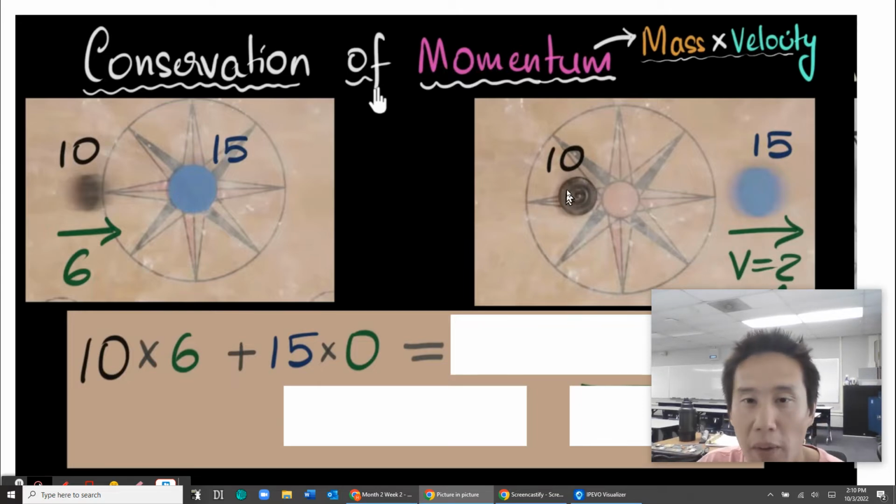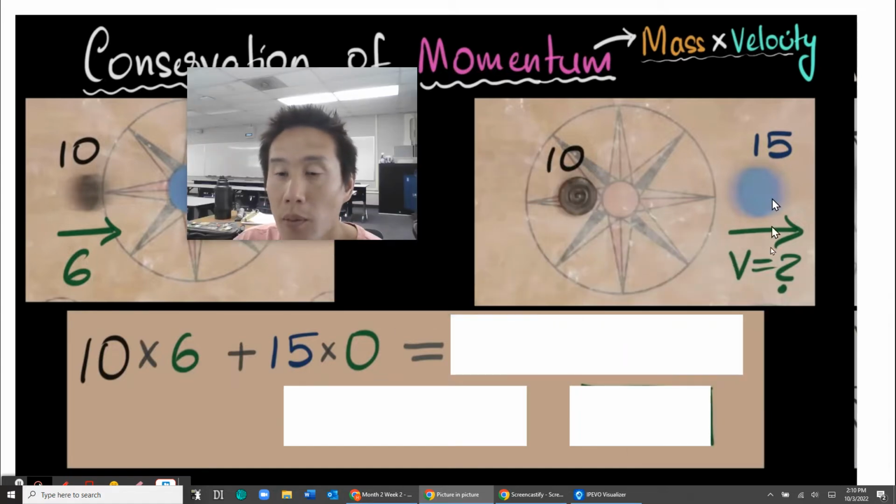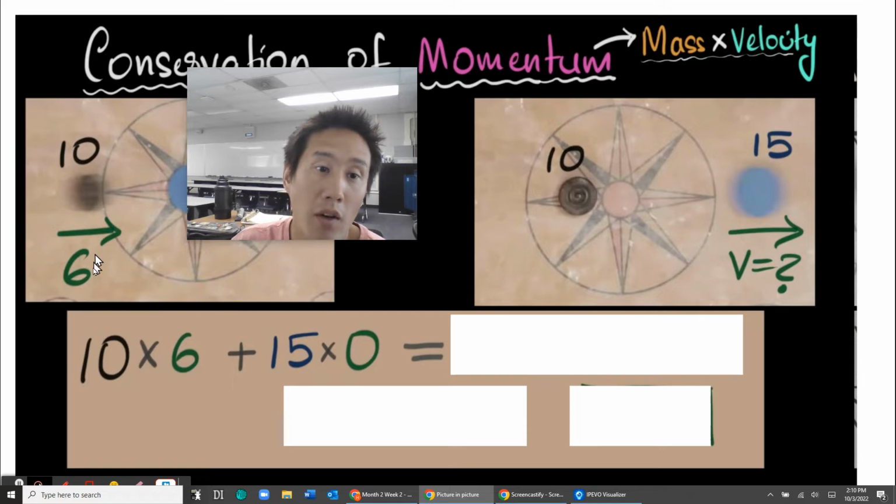So the mass is still 10. The mass doesn't change, remember what I said. But the velocity is now changed. It's 0 for this guy. So again, there's another problem. We have a new velocity for the blue button. It might not be 6, but it has to be something. The button here is 15. What's its new velocity? We know this button has a velocity.